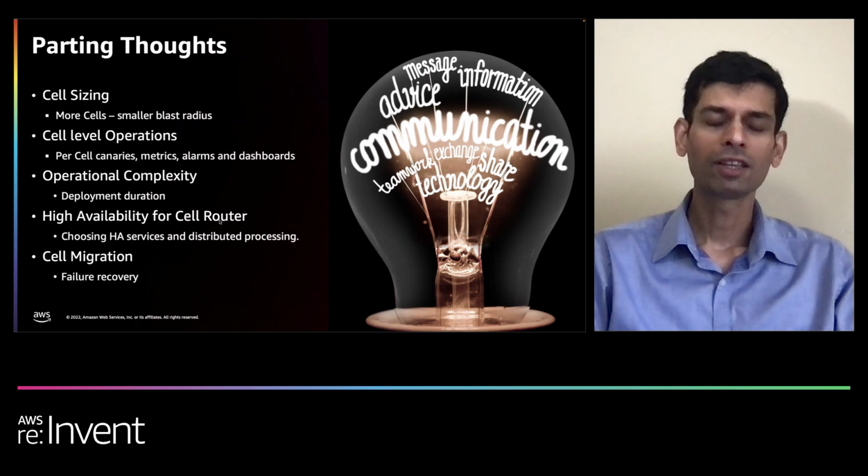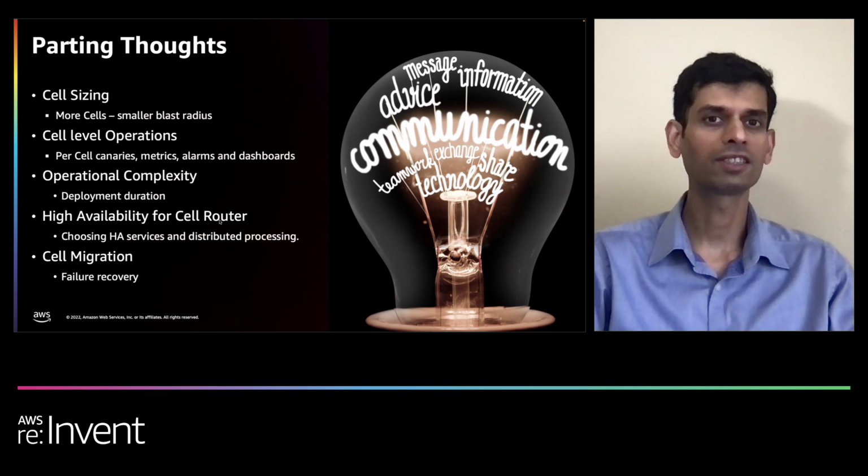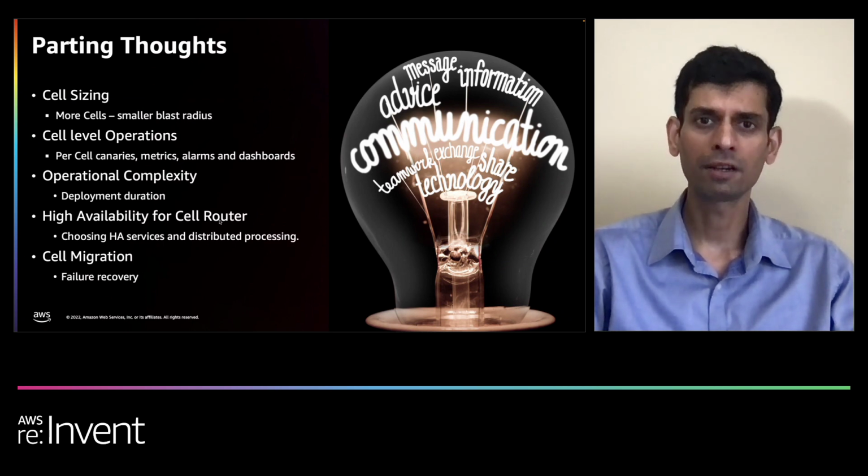Now, one thing you might have realized from the cell router perspective is that it can become a single point of failure. So don't think of it as a single entity trying to distribute traffic to cells, but rather take advantage of highly available, highly redundant services or managed services to implement that router.